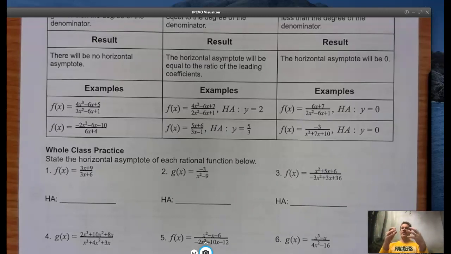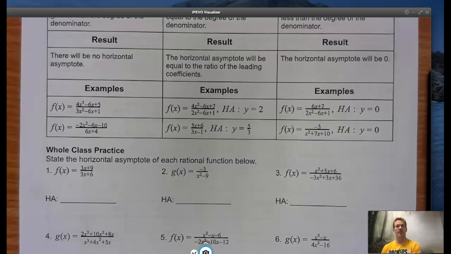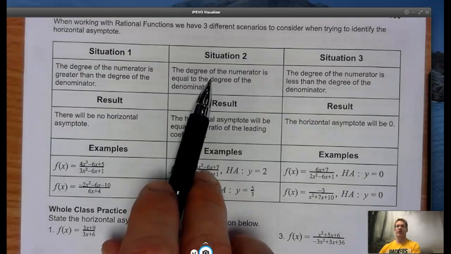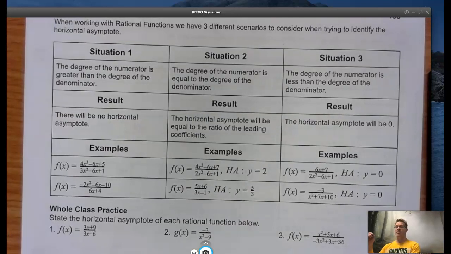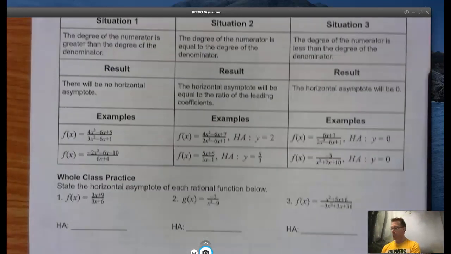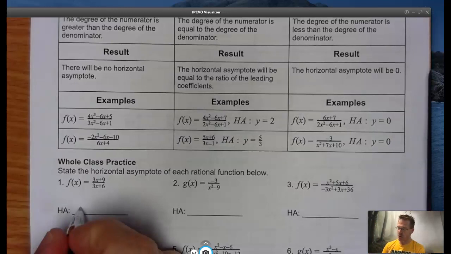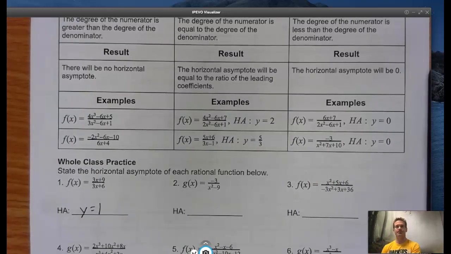All right, so let's look at f of x in problem 1 there. When I look at this, I have a first-degree polynomial over a first-degree polynomial. So I'm in situation 2. The degree of the numerator is equal to the degree of the denominator. So I know I'm going to get a horizontal asymptote, and it's going to be the ratio of those leading coefficients. Well, the ratio of my leading coefficients would be 3 to 3, and 3 to 3 reduces to 1. So my horizontal asymptote would be y equals 1. And it's that easy, but it's a recognition thing. So if you don't have the recognition, then it's super hard because there's no workaround.